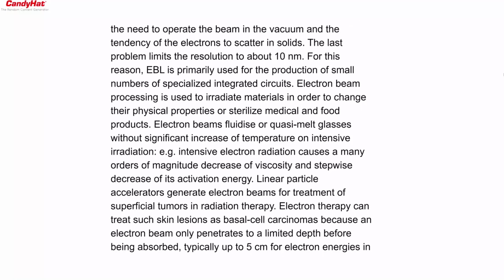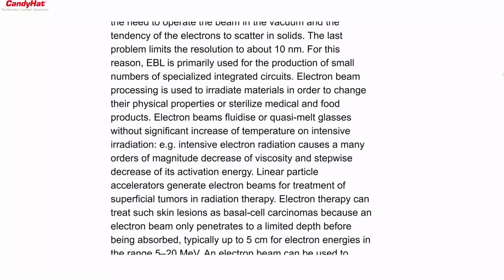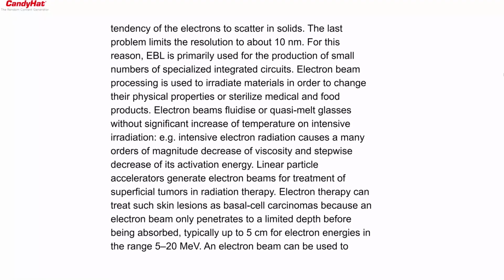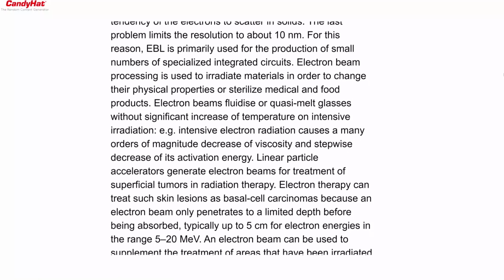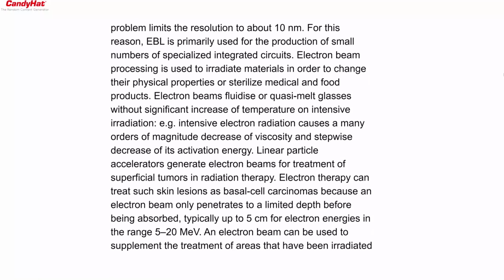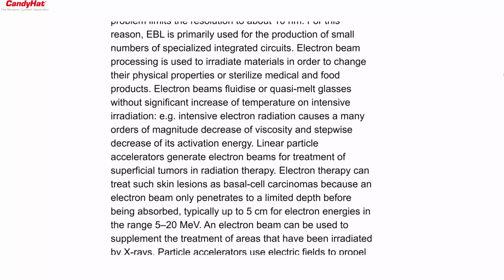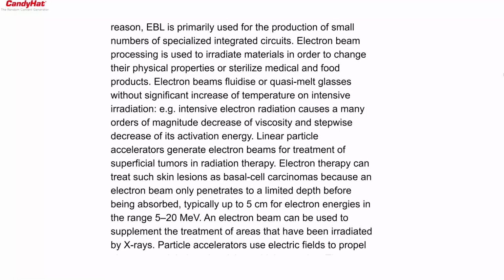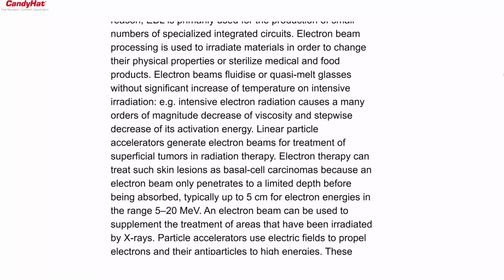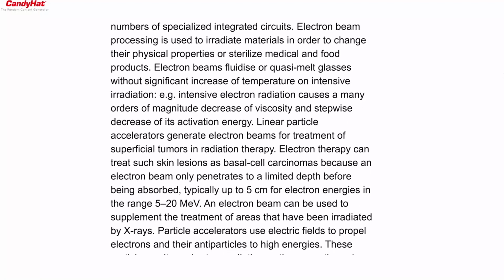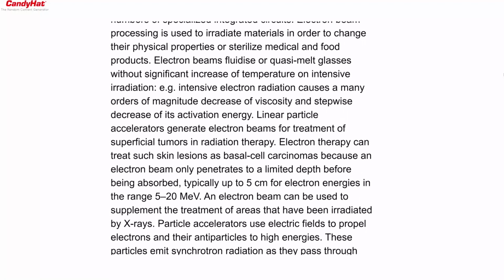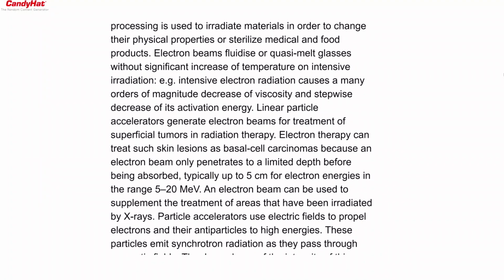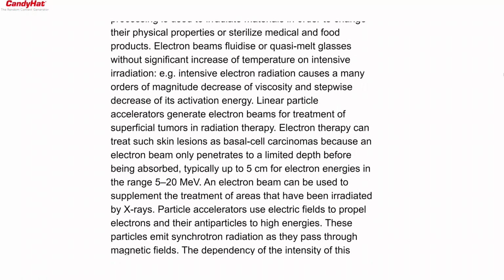Electron beam processing is used to irradiate materials in order to change their physical properties or sterilize medical and food products. Electron beams fluidize or quasi-melt glasses without significant increase of temperature on intensive irradiation, e.g. intensive electron radiation causes a many orders of magnitude decrease of viscosity and stepwise decrease of its activation energy.